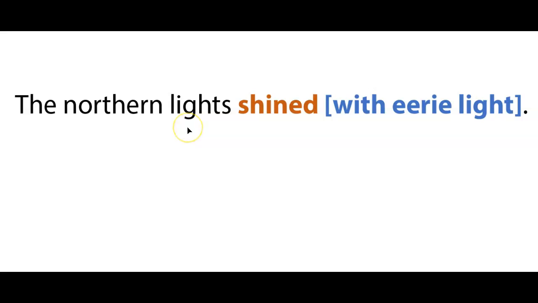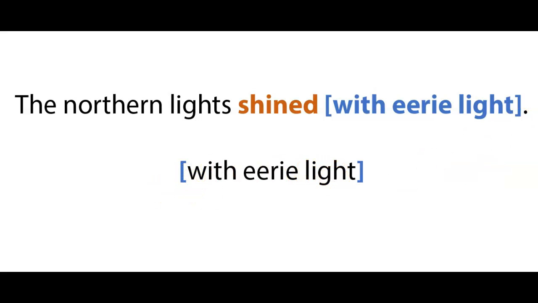And we have this sentence: the northern lights shined with eerie light. You've already identified at this point that shined is your verb, and with eerie light tells you how they shined. And you know that adverbs tell us how, why, when, where, right? This tells us how the verb happened, how the lights were shining. We've talked about how this is a packet of information inside those brackets. We can dive into what's going on inside of just that packet, right? So that packet here, with eerie light. Let's take a look.